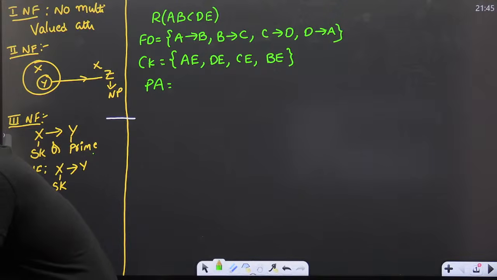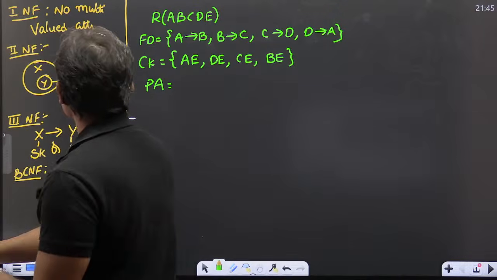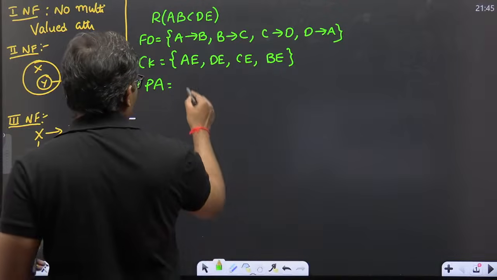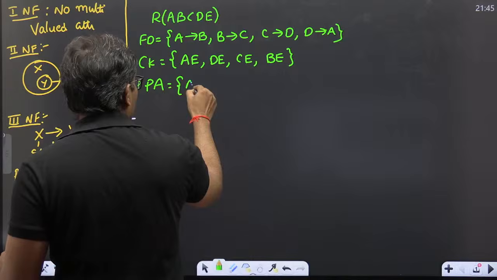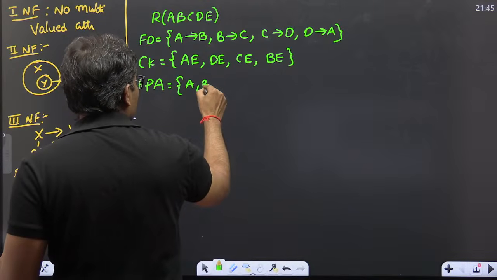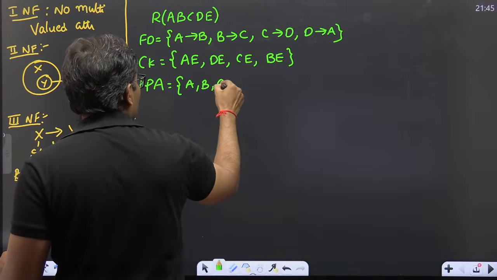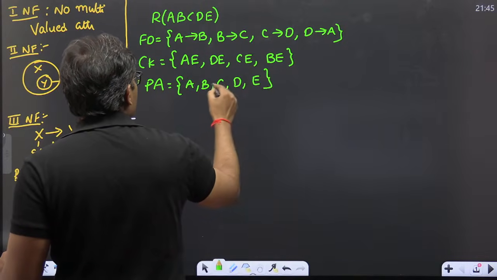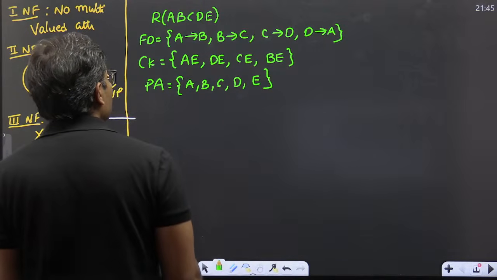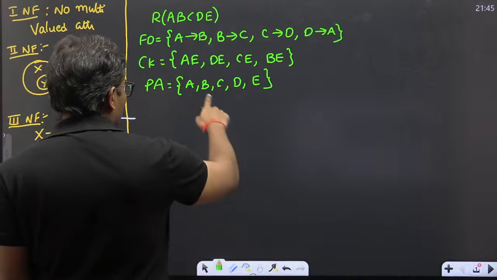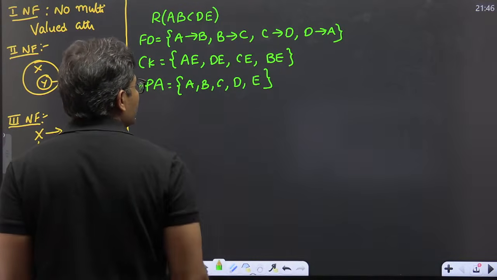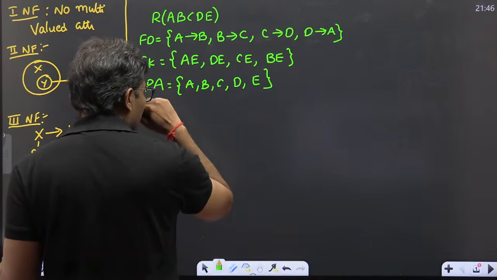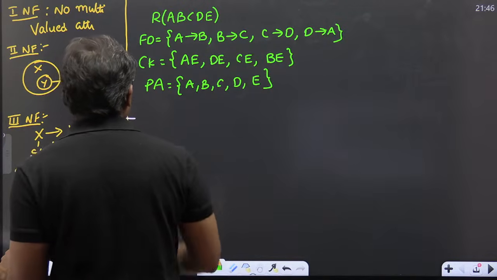Okay, find out all the prime attributes. A is a prime attribute, B is a prime attribute, C is a prime attribute, D is a prime attribute, and E is a prime attribute. A, B, C, D, E, all are prime attributes. Whenever all are prime attributes, we know that the table is in third normal form. But we don't know whether the table is in BCNF or not.